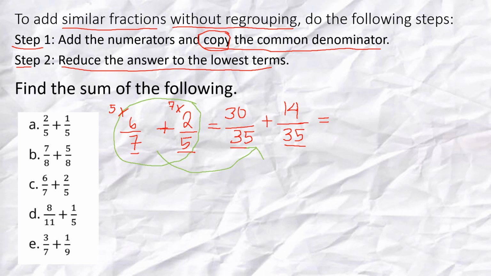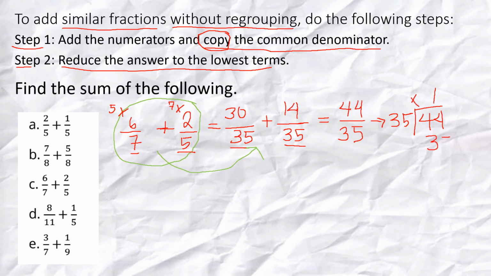Since we now have similar fractions, which is 30 over 35 and 14 over 35, we can now add the two. 30 plus 14 is 44 over 35. As you notice, this is an improper fraction. So we have to convert this first to a mixed fraction. To do that, divide the numerator by your denominator. So 44 divided by 35 is 1.